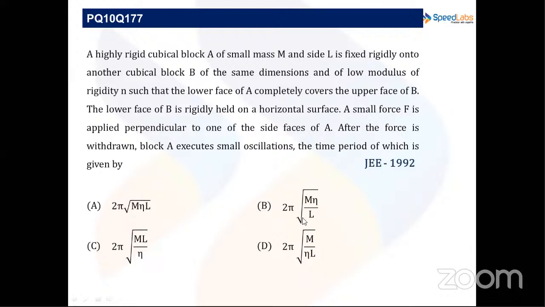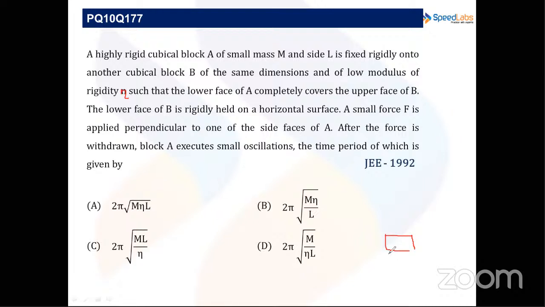A highly rigid cubical block A of small mass m and side length L is fixed rigidly onto another cubical block B of the same dimension and low modulus of rigidity eta, because the options have eta written instead of n. This is a mistyping. The lower face of A completely covers the upper face of B. So B is down.